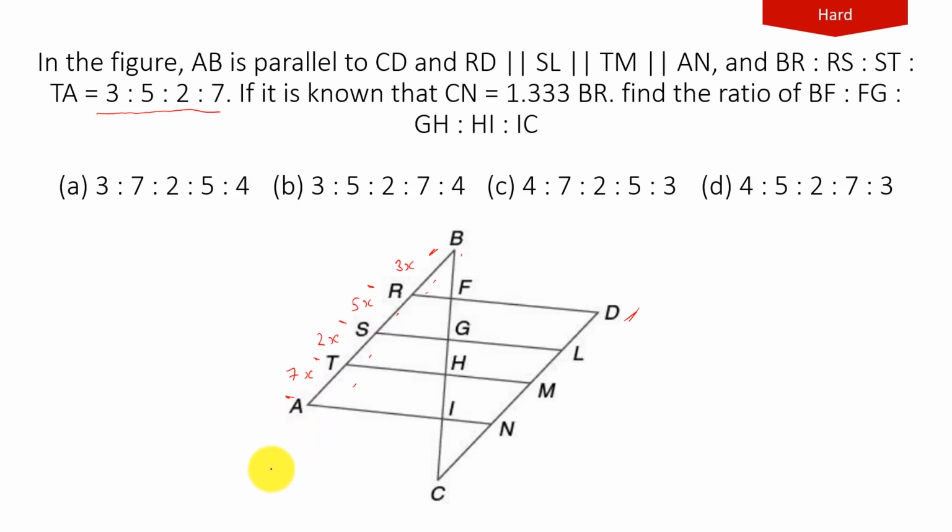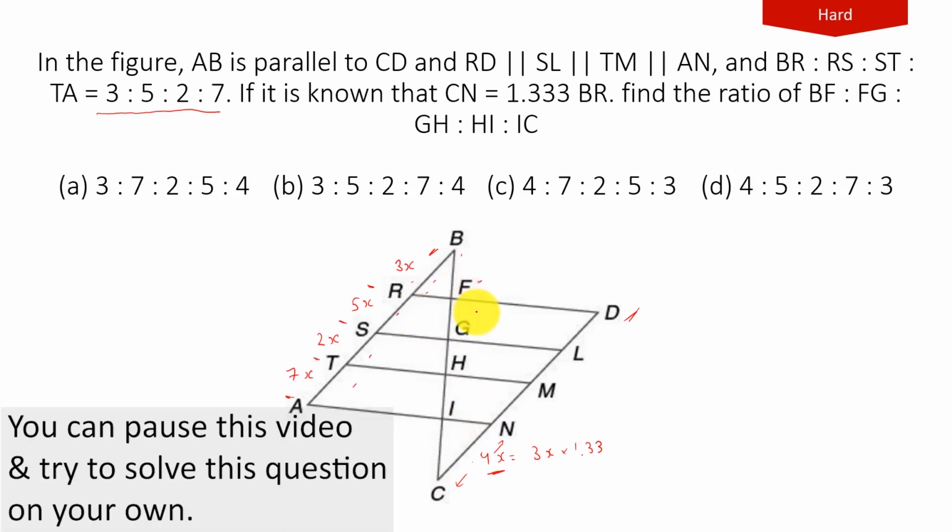Now we are also given that CN is 1.33 times BR. So if my BR is 3x, CN is going to be 1.33 times 3x, which is nearly 4x. Now we have to find the ratio of BF, FG, GH, HI and IC.